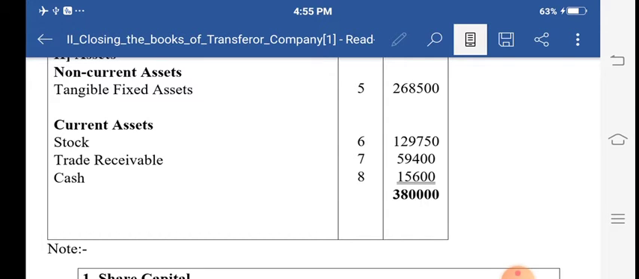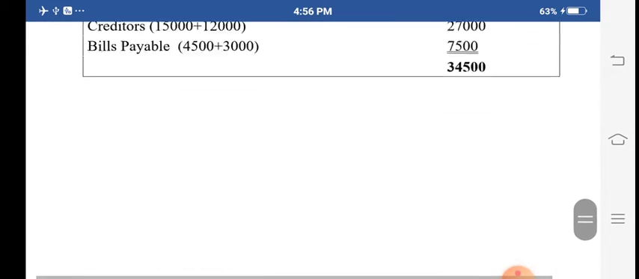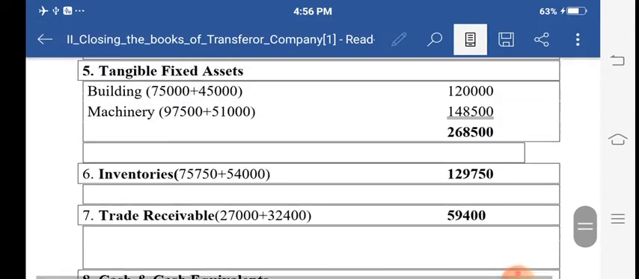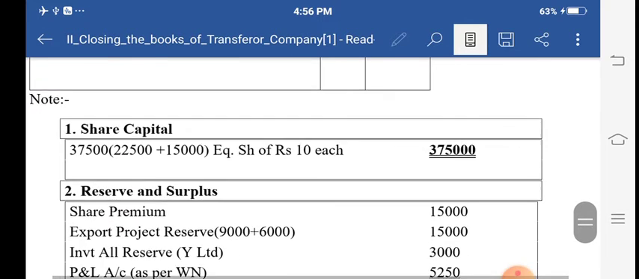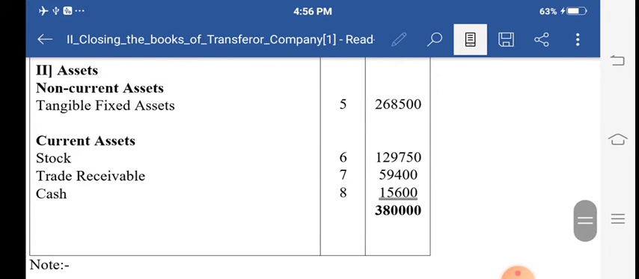So now write in the balance sheet under tangible fixed assets, note number 5, which is 2,68,500. Now the current assets include the stock, note number 6. Now see note number 6, it's inventories, which means the stock. So this 75,750 plus 54,000, the total is 1,29,750. This 1,29,750 is the stock.